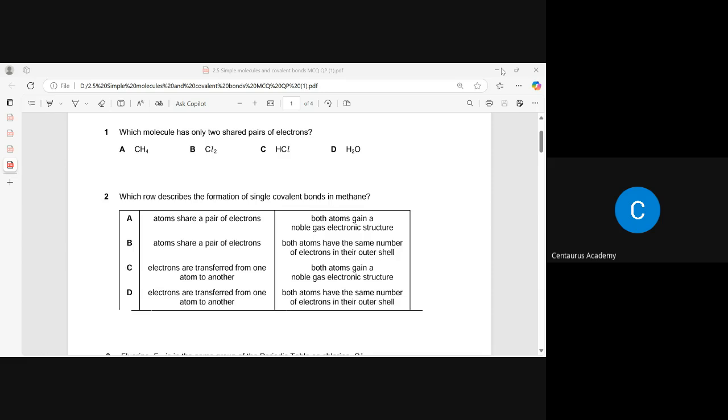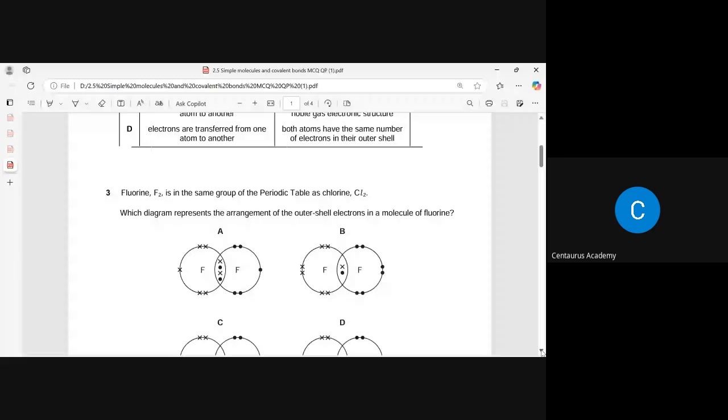Atoms basically share a pair of electrons, and both atoms gain a noble gas electronic structure. When they are sharing their pair of electrons, there is a mutual sharing, and both of the atoms must attain a noble gas electronic structure, which is why hydrogen chloride is not an ionic compound. Hydrogen cannot transfer its sole electron, its only one electron, to the chlorine atom. Both of them must have mutual sharing of electrons.